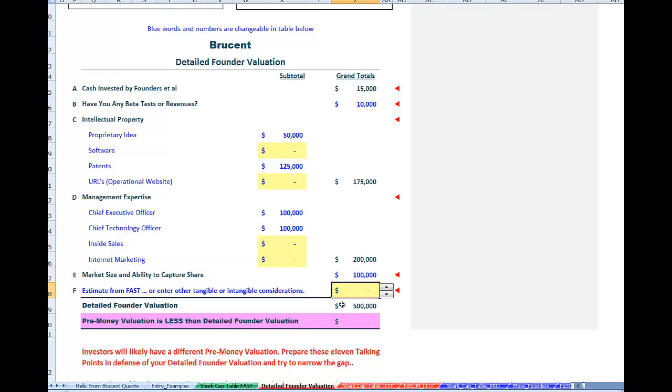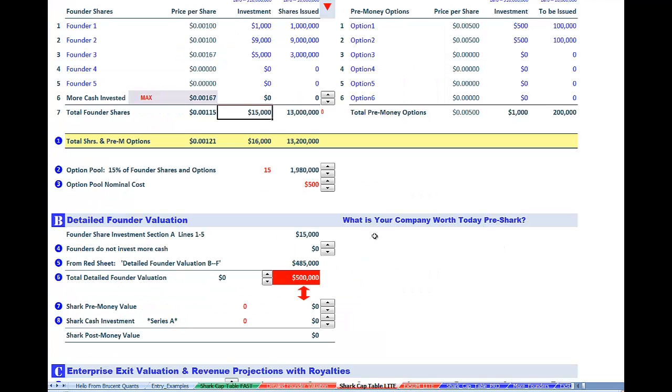Now, sometimes you may see a number in here, and it may be coming from FAST because FAST has a quick way of estimating. We're not connected right now to FAST data. We're going to put in brand new data. So that's where this 485 came from, detailed founder valuation plus the 15, and there's the 500,000. Now, we need to have a shark pre-money value, so let's say the sharks don't believe your 500 and only give you 300,000, and the shark cash investment is, we are looking for $300,000. So there's $300,000 right there.